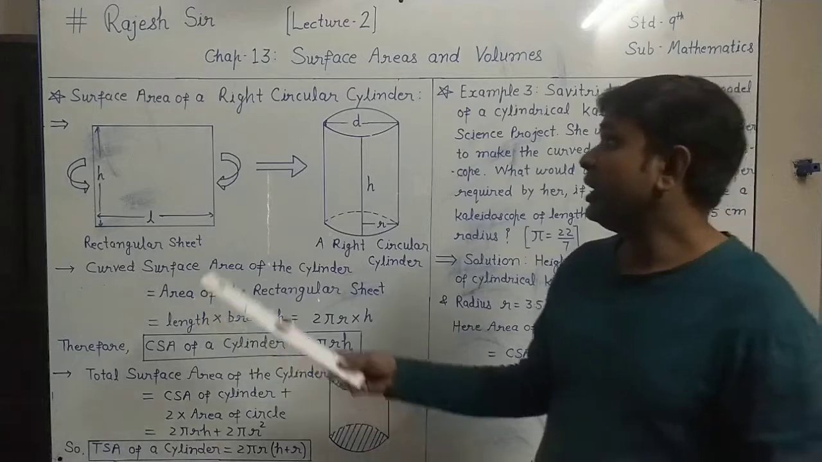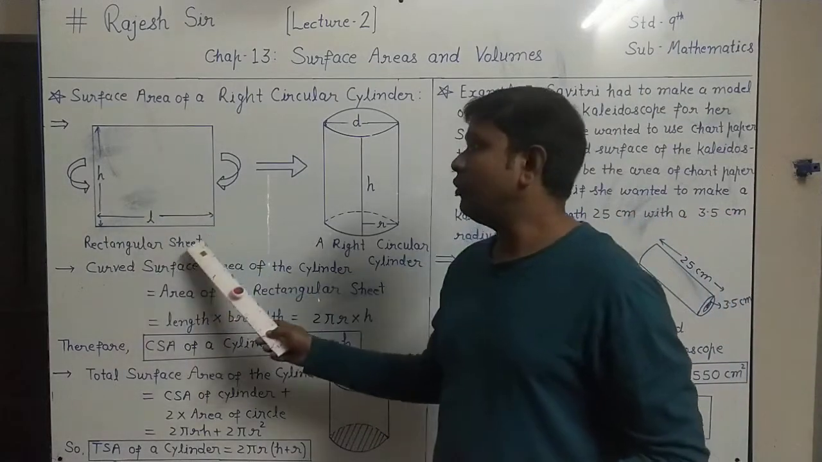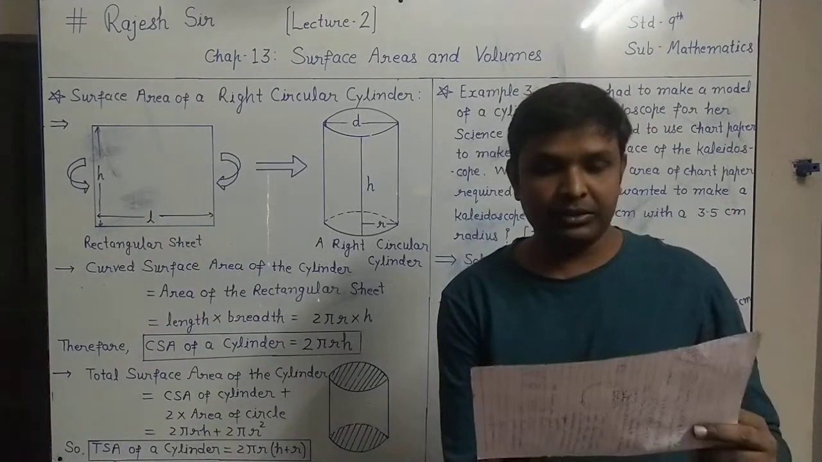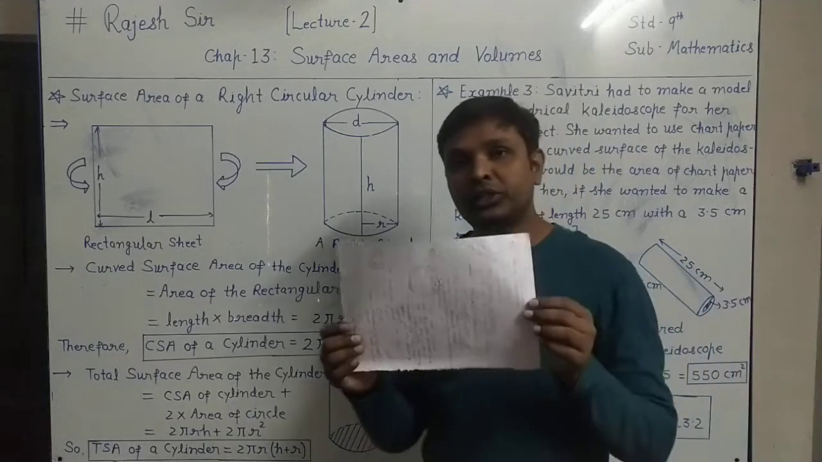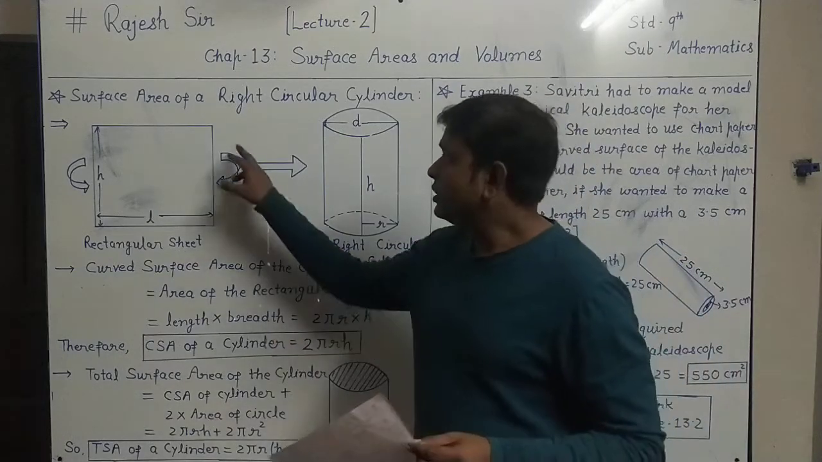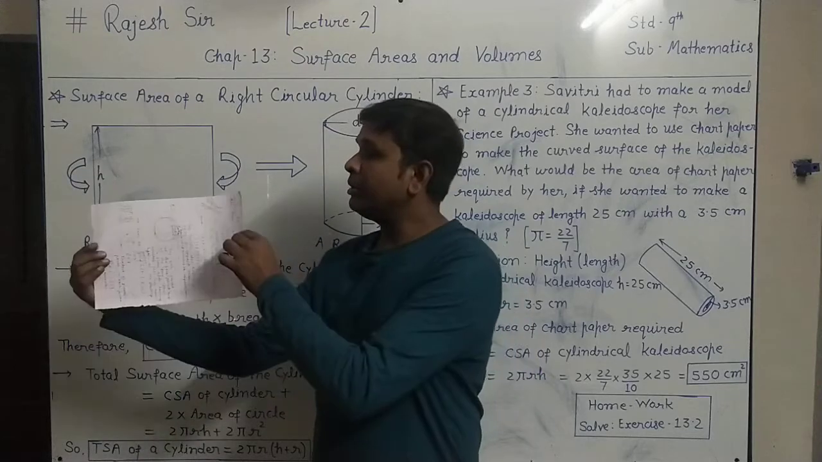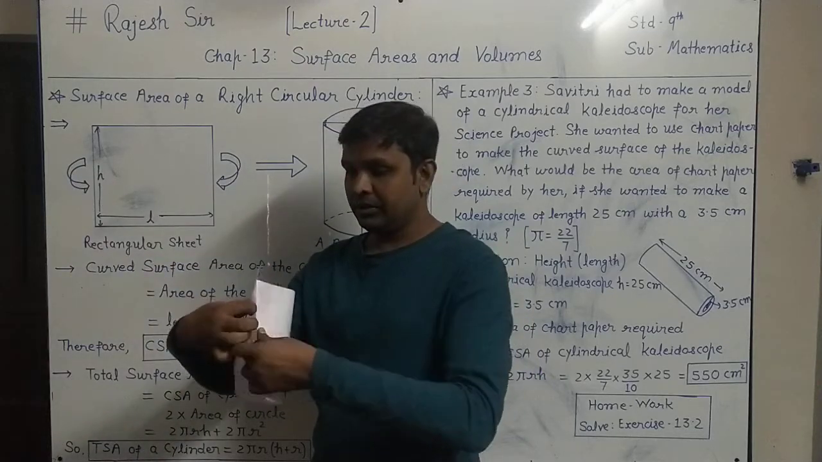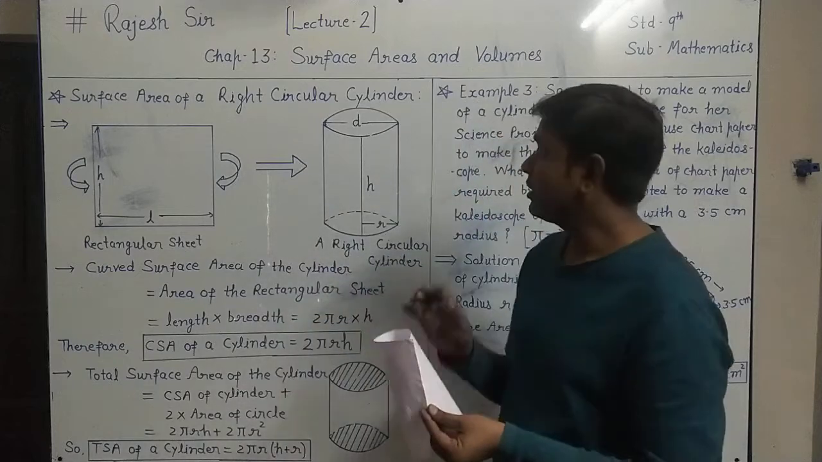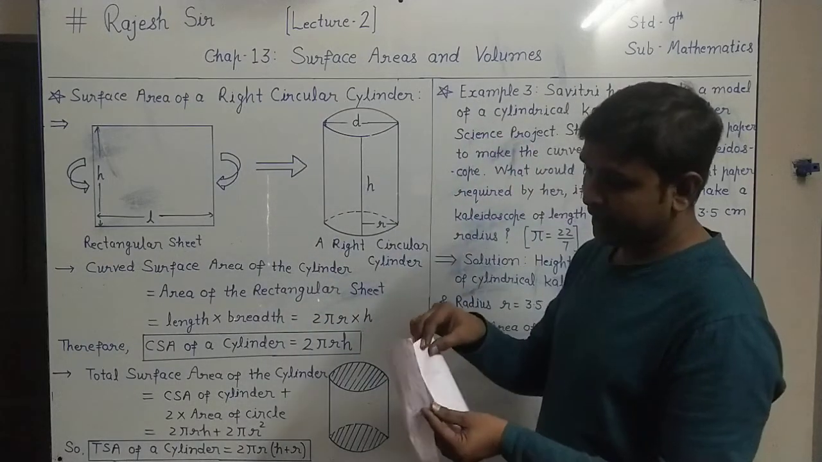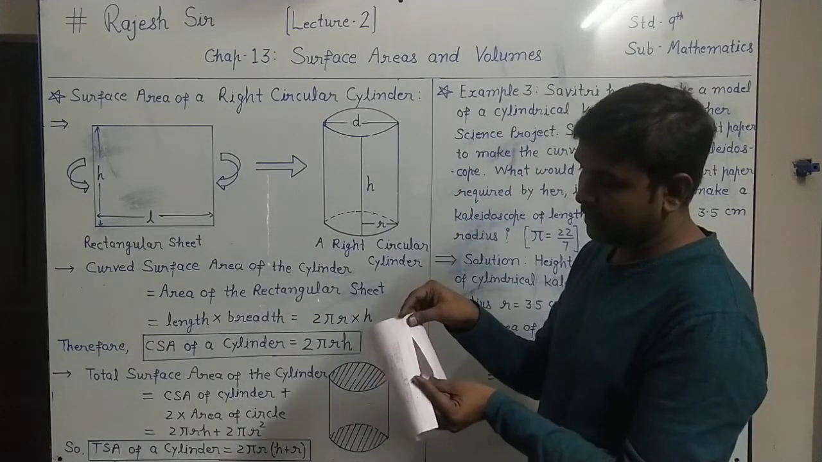This is in the figure. We have shown a rectangular sheet of paper. Like this, I am taking a rectangular sheet of paper. Now the sign is showing that we have to fold this way. We fold the sheet of paper this way, and this type of cylinder we will get. You can see the cylinder we get.